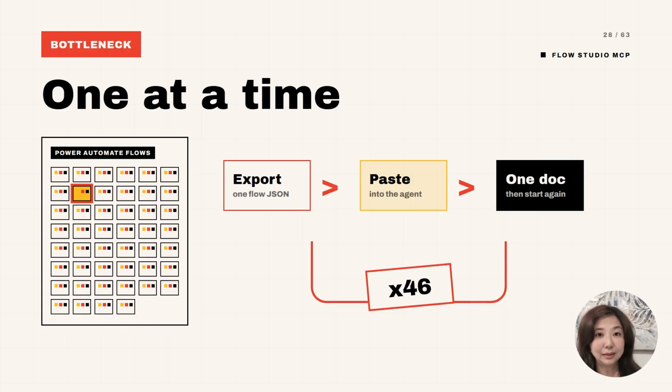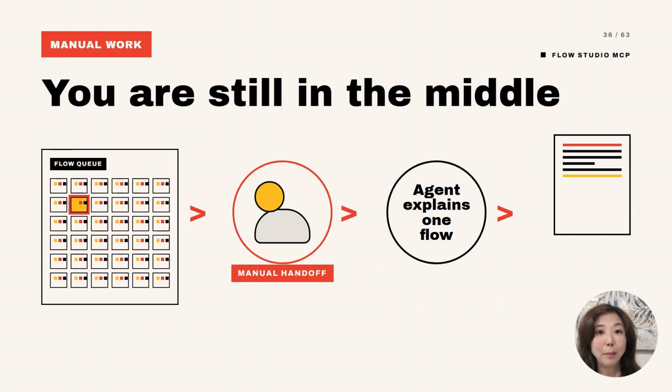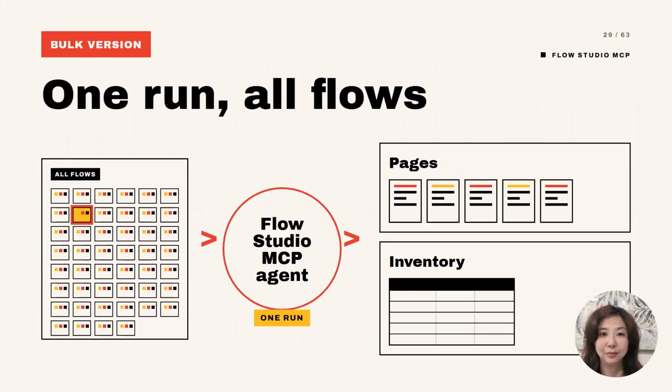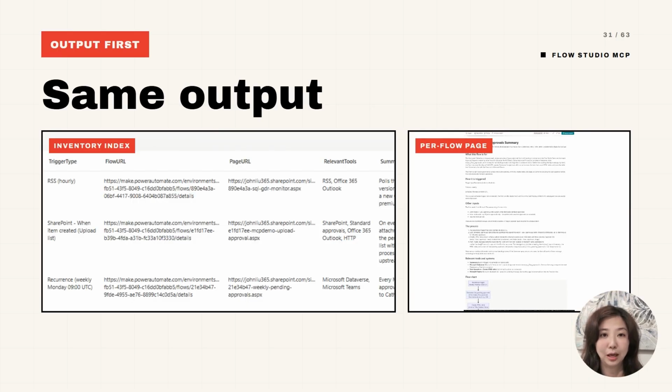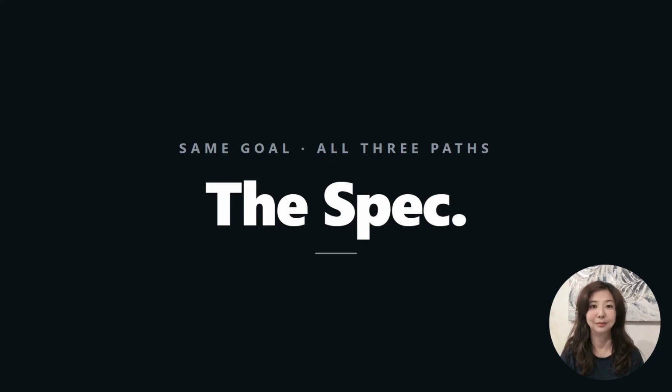But that still means I have to feed the flow in one by one, and that's exactly the manual work I'm trying to avoid. What I want from an agent is the bulk version. Read every flow, write one document per flow, and register each one in a list I can search without me spoon-feeding it. And so I built that 3 ways. Let me show you the output first, and all 3 produce the same thing.